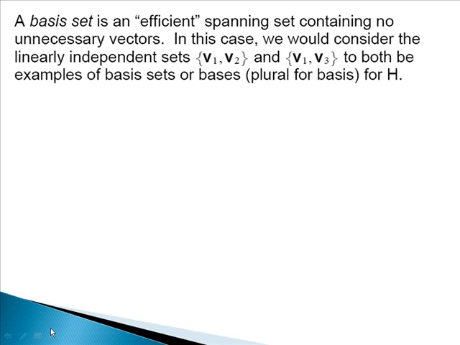A basis set is an efficient spanning set containing no unnecessary vectors. In this case, we would consider the linearly independent sets {v1, v2} and {v1, v3} from our previous example to both be examples of basis sets, or bases, which is the plural of basis, for H.